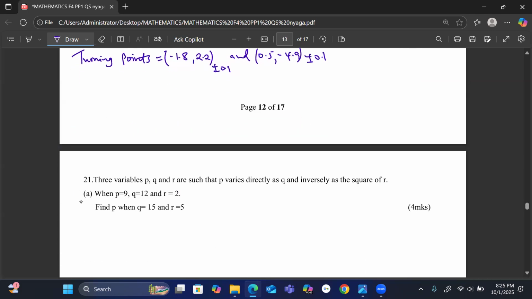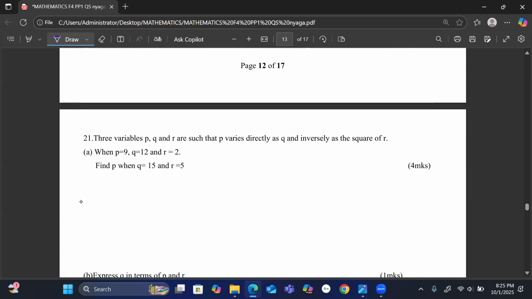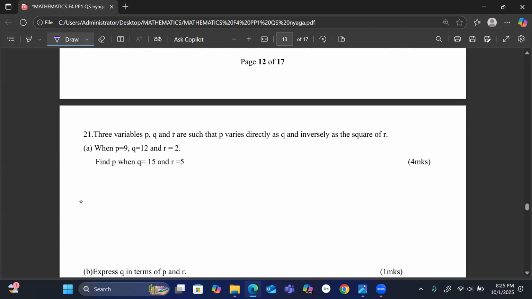Question number 21. Three variables P and Q are such that P varies directly as Q and inversely as the square of R. When P is 9, Q is equal to 12, and R is equal to 2. Find P when Q is 15 and R is 5. So they're saying that P varies directly as Q and inversely as the square of R. That is what they mean.